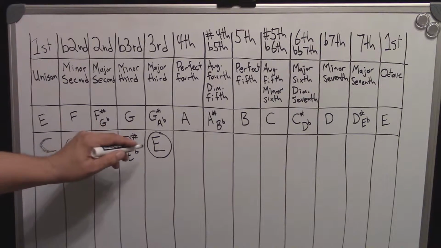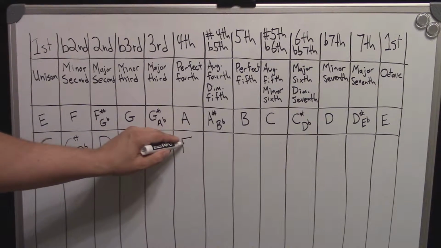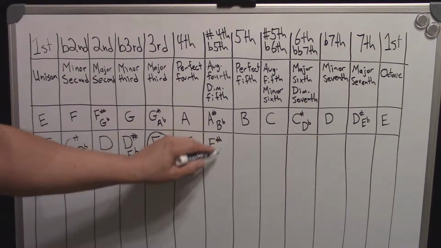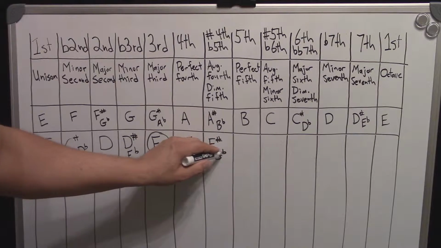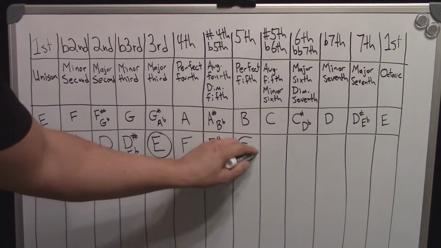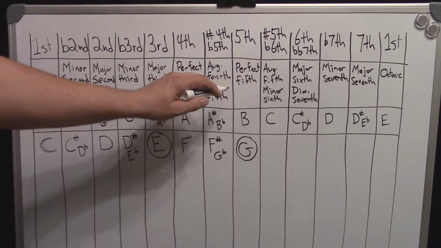So the next note is F, then we get to F sharp, G flat, and then G. That's another one we were looking for. So that G is a fifth, okay?